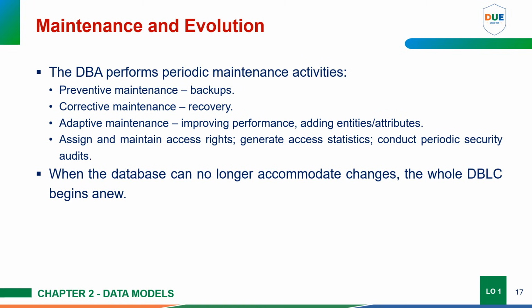The sixth and final phase is maintenance and evolution, an ongoing responsibility of the database administrator. Maintenance includes preventive maintenance, such as regular backups, corrective maintenance, such as recovery after failures, and adaptive maintenance, such as improving performance or adding new data requirements. The DBA also manages access rights, monitors security, and conducts periodic audits. When the database can no longer meet new requirements, the DBLC starts again, making it a continuous cycle.